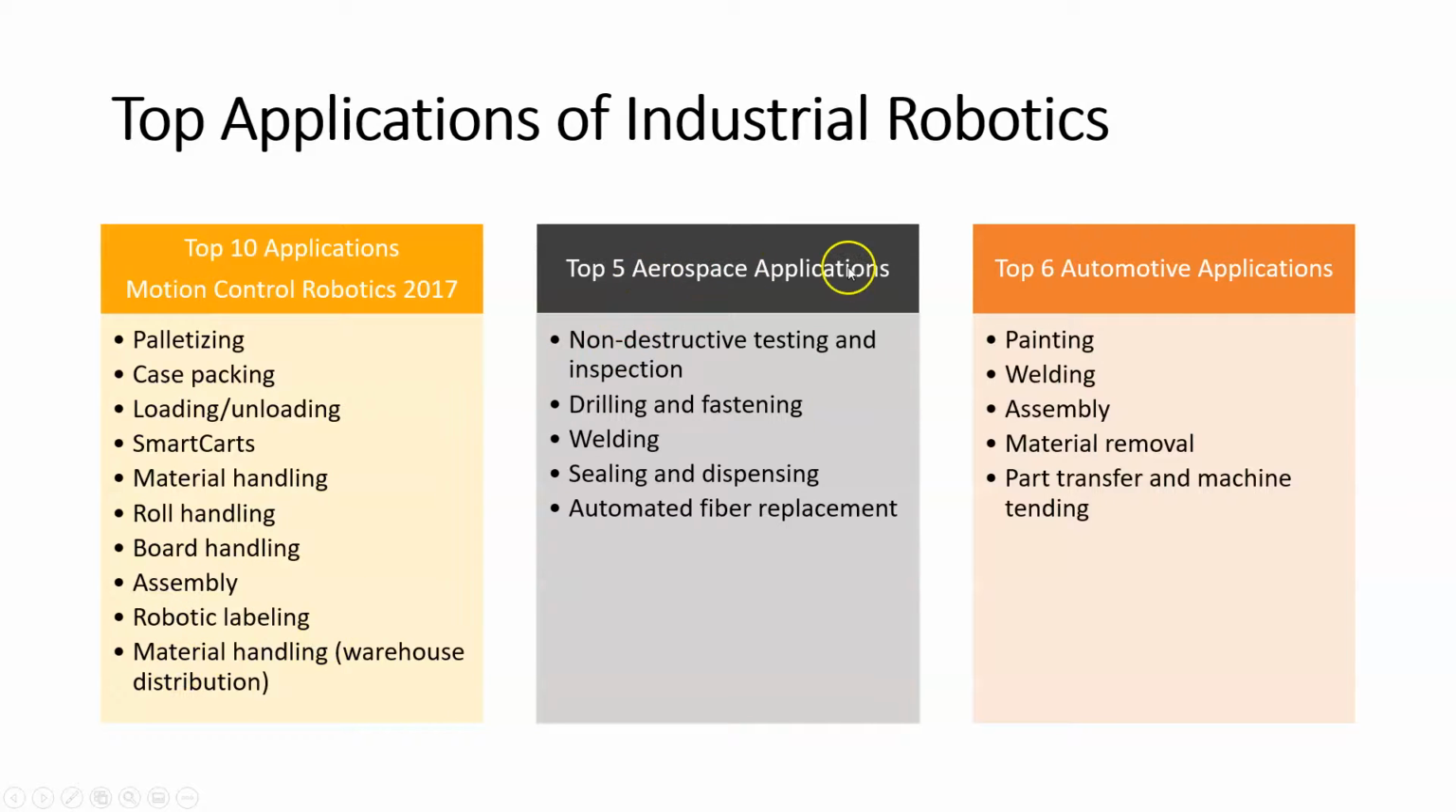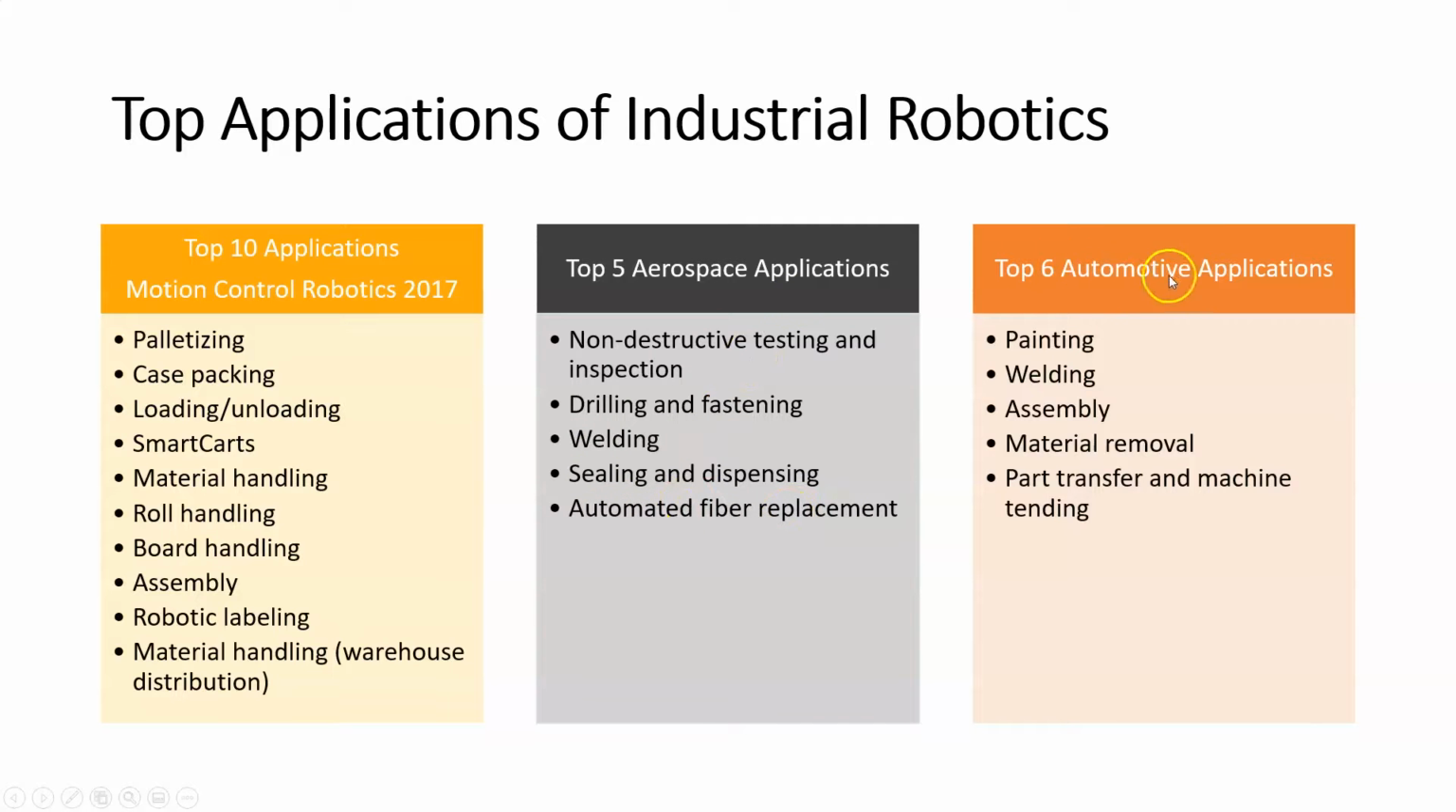Now, in an aerospace environment, all right, the number 1 application is for non-destructive testing and inspection. So we use a robot to test to see whether or to inspect parts. Then we have drilling and fastening, welding, sealing, dispensing, automated fiber replacement.